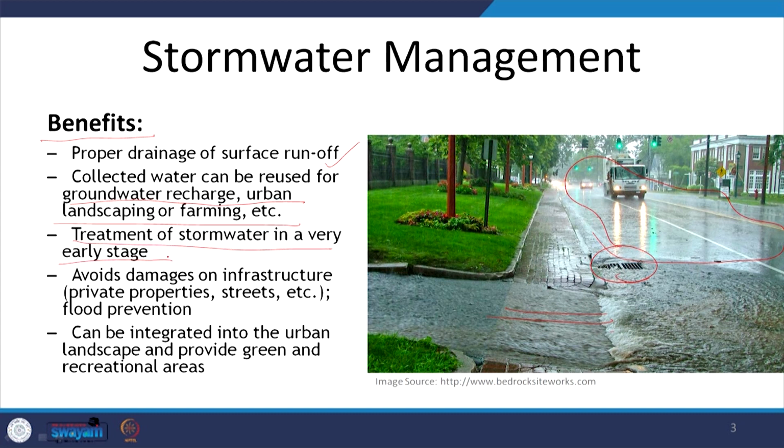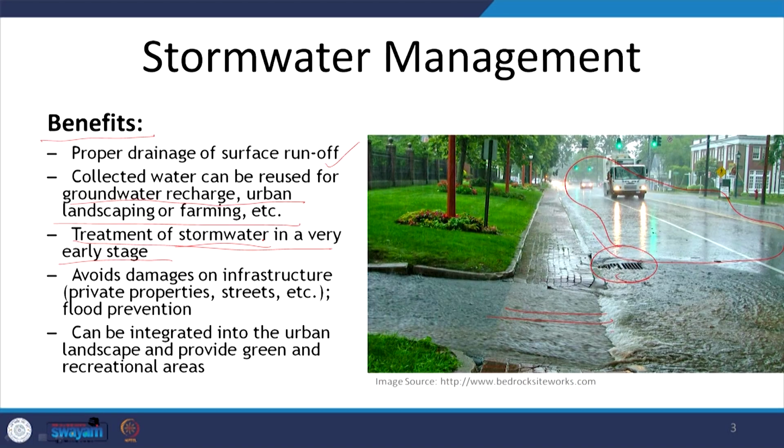If it is not properly managed, the storm water, which is good water, can merge with the grey water or black water in the drains, and that cannot be treated, or if it has to be treated, it will come at a much higher cost than if we intercept and collect the storm water early and then treat it. The next benefit is that it avoids damage to infrastructure, for example streets, buildings, and private or public properties.